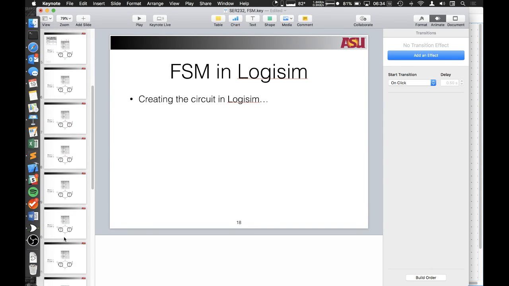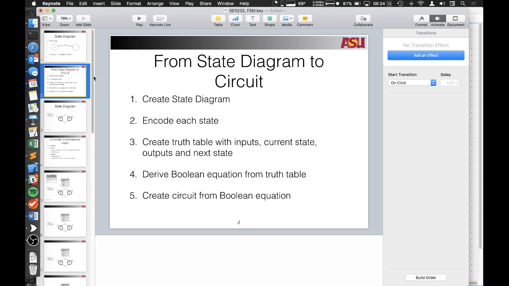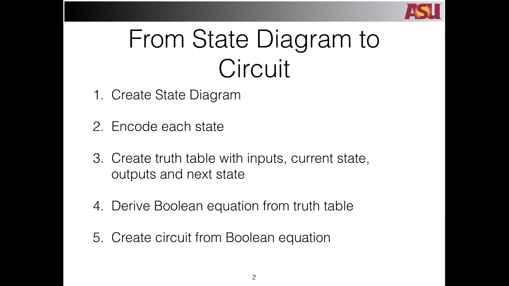All right, so just a recap for everything. Again, we need 5 steps. Create the state diagram, encode each state, create the truth table with all the inputs that you need, and the current state. You have to add that. List also in the truth table the outputs and what the next state will be. This is important to make the FSM work.